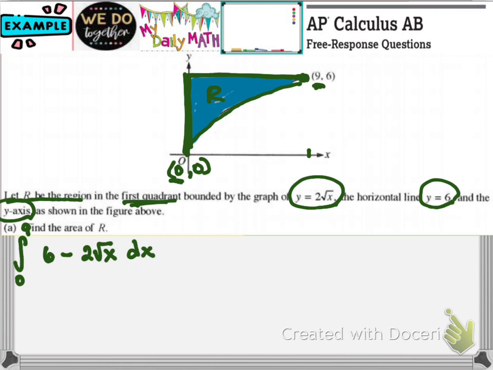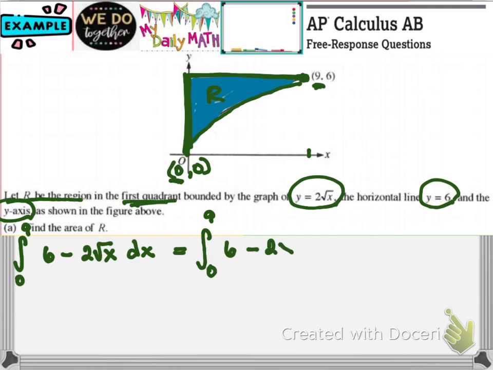Now, step 2, I said you want to simplify your expression. There's nothing I can combine here, but I can rewrite 2 square root of x. So when I rewrite that, I will keep my notation 0 to 9. I am not integrating yet, so I'm just copying 6.